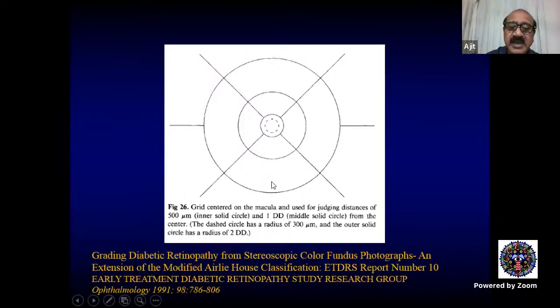If you see here, the 500 solid line, this is 500. This is one disc, that is 1500 microns. And this is 2 disc areas. And this is 300 microns. That's how you can say the significance of the hard exudates or even the circinate ring in diabetic macular edema.